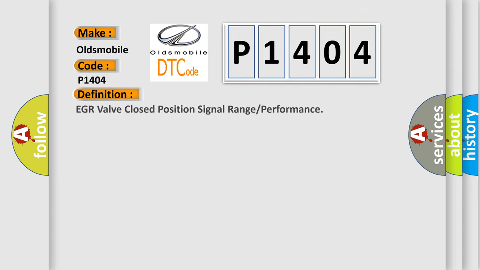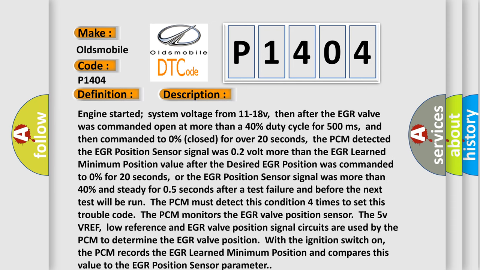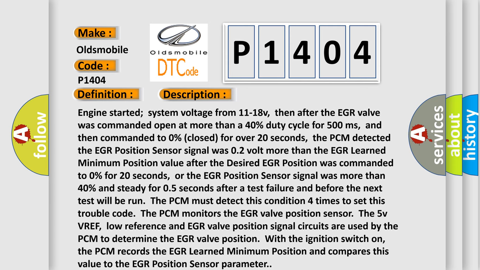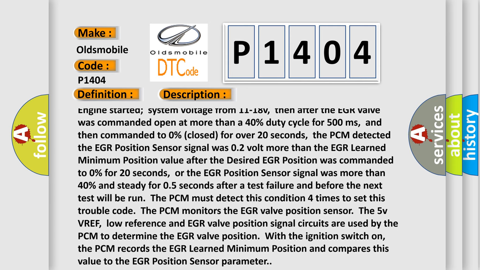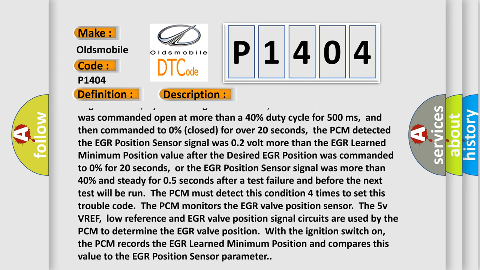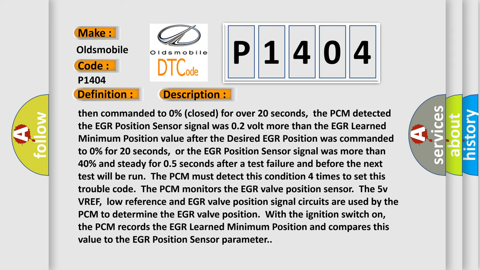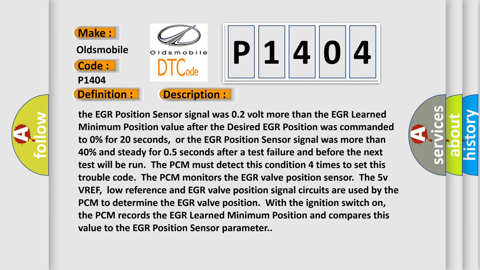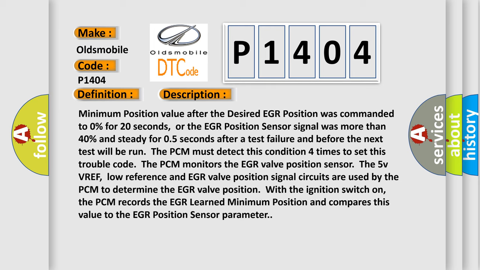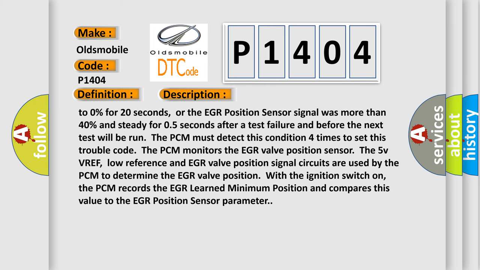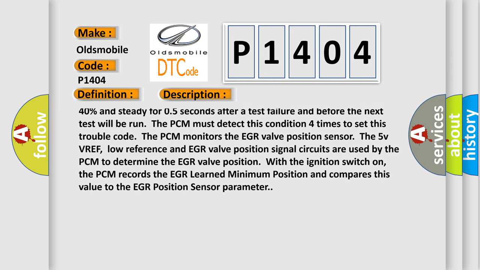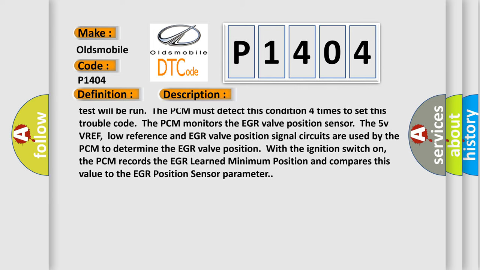The basic definition is EGR valve closed position signal range or performance. And now this is a short description of this DTC code. Engine started, system voltage from 11 to 18 V, then after the EGR valve was commanded open at more than a 40% duty cycle for 500 milliseconds, and then commanded to 0% closed for over 20 seconds, the PCM detected the EGR position sensor signal was 0.2 volt more than the EGR learned minimum position value after the desired EGR position was commanded to 0% for 20 seconds, or the EGR position sensor signal was more than 40% and steady for 0.5 seconds after a test failure and before the next test will be run. The PCM must detect this condition 4 times to set this trouble code.